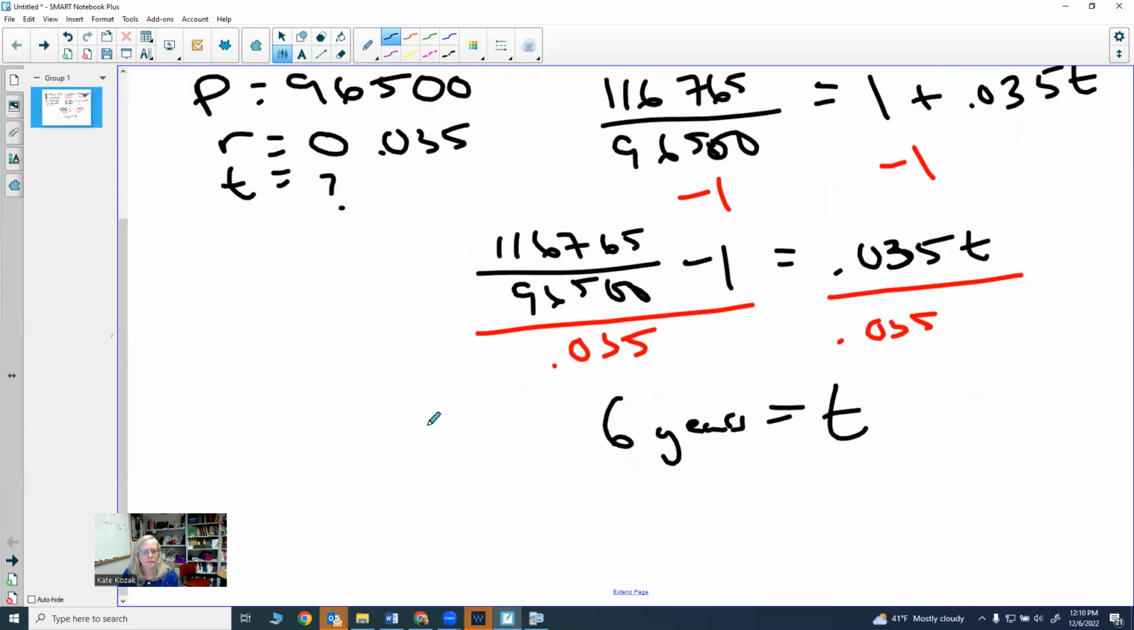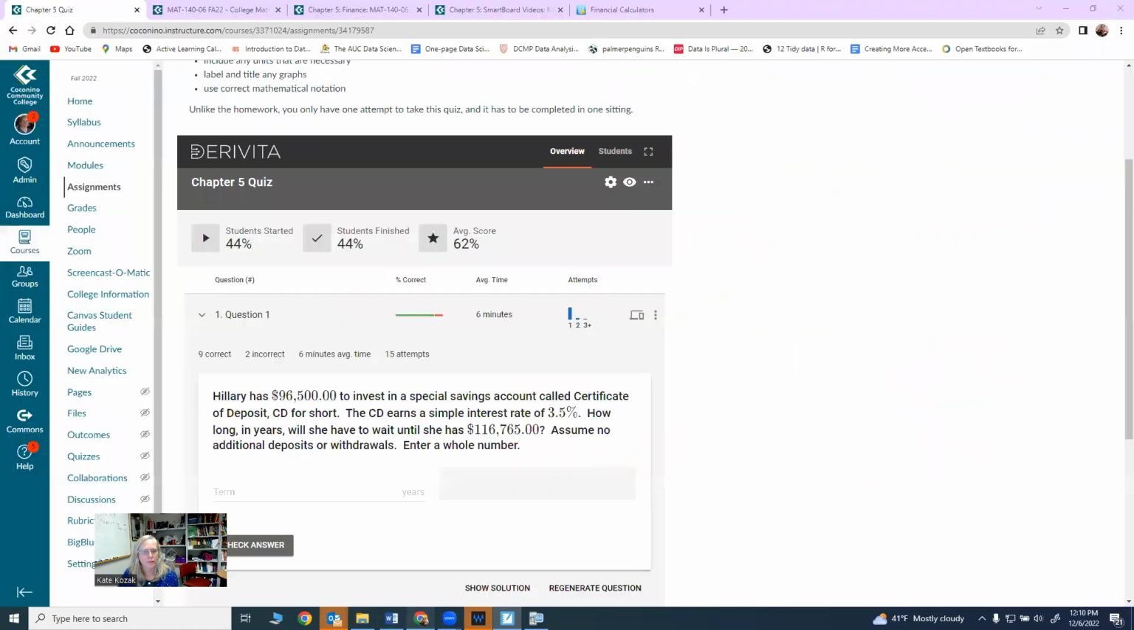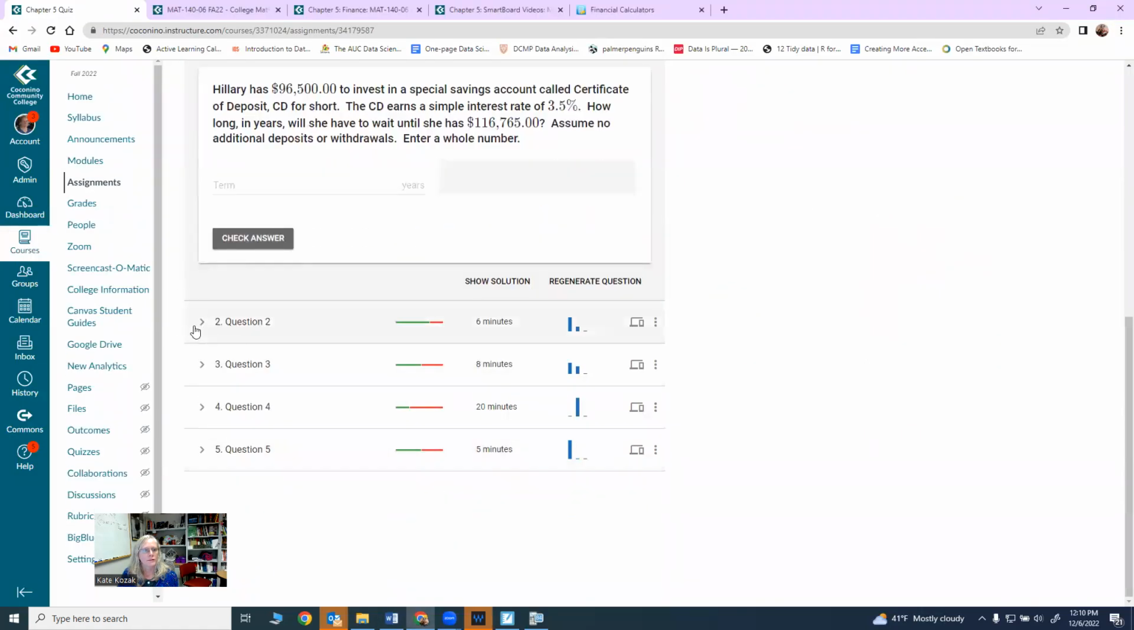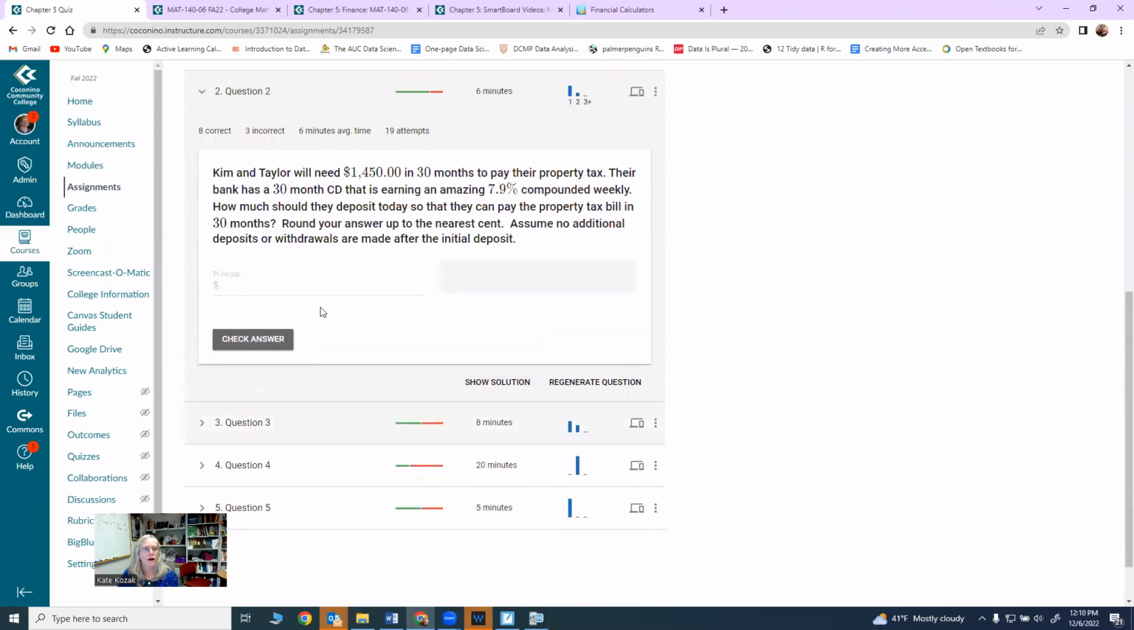Now the next problem, I'm going to do all the problems together here. The next problem was that Kim and Taylor will need $145,000 in 30 months to pay their property tax. The bank has a 30-month CD that is earning an amazing 7.9% compounded weekly. How much should they deposit today so they will be able to pay the property tax bill in 30 months?